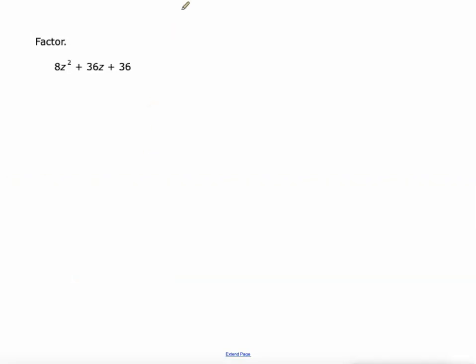And the coup de grace here, so to speak, of the last one, a lot of stuff going on. So the lead coefficient's not 1. Is there a greatest common factor I can take out? Yeah, all 3 of those terms are divisible by 4. So that's going to be 2z squared plus 9z plus 9.